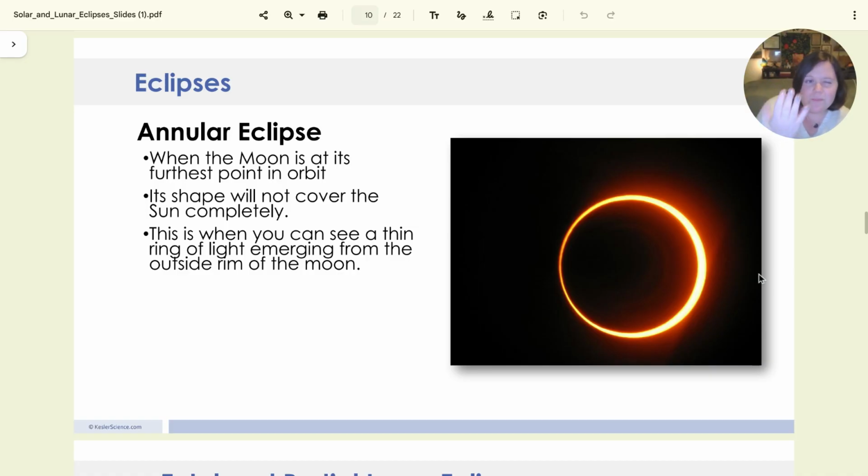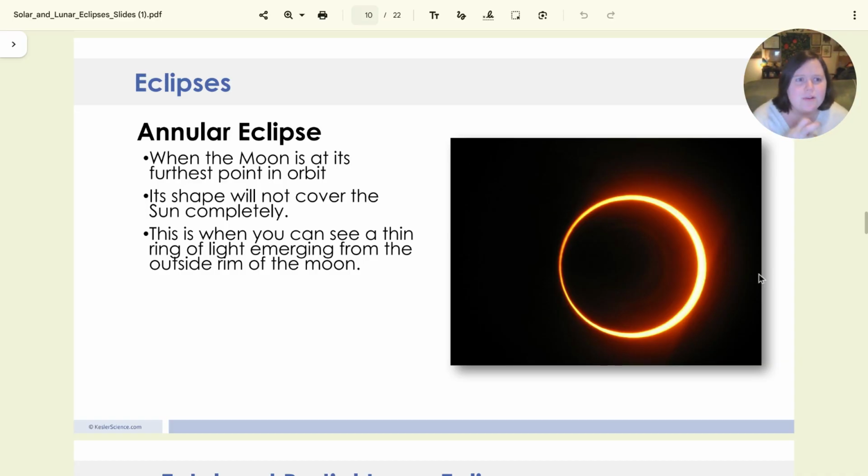Because of how things look different sizes, if I put my hand really close to the camera, it looks like it's covering everything up. But if I put it farther, it's just covering my face. Put it even farther, it's only covering part of my face, right? So the closer something is, the bigger it looks. The farther something is, the smaller it looks. Look how small my hand looks now, right? And so when the moon is at its farthest point in the orbit, it's not quite big enough to cover the whole sun. And so annular means like a ring. That's what it means, like a ring. And so it's showing that ring around the moon, that ring of light.